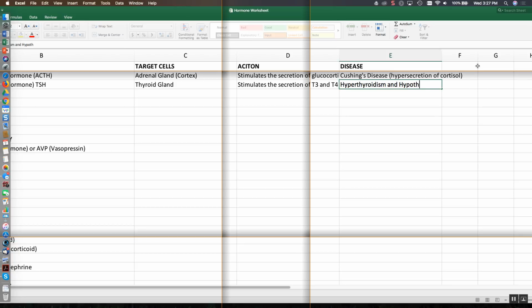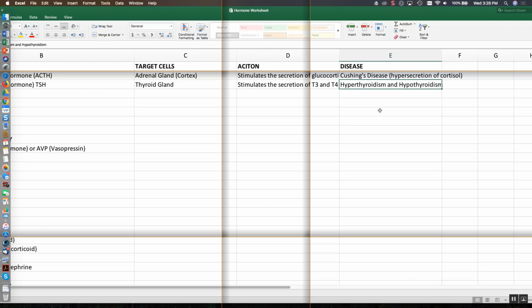Okay, do you guys remember some of the symptoms though? You might need to know the symptoms. Hyperthyroidism: loss of weight, nervousness, anxiety, high energy, heat production. Hypothyroidism would be the opposite. That would be fatigue, weight gain, cold intolerance, always feeling cold. You guys pretty good with that? Okay.